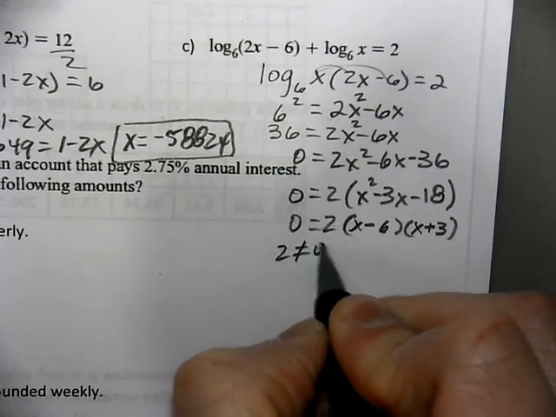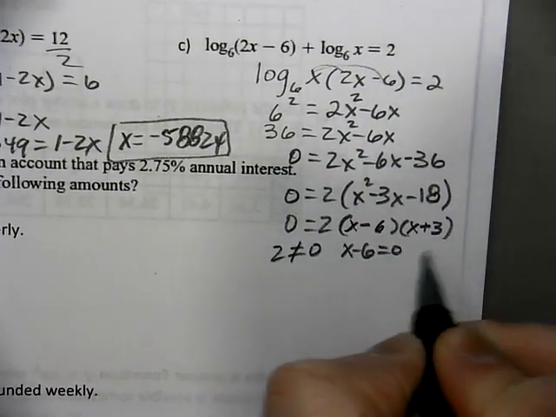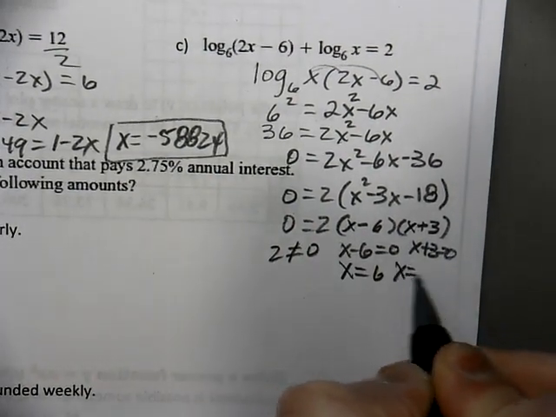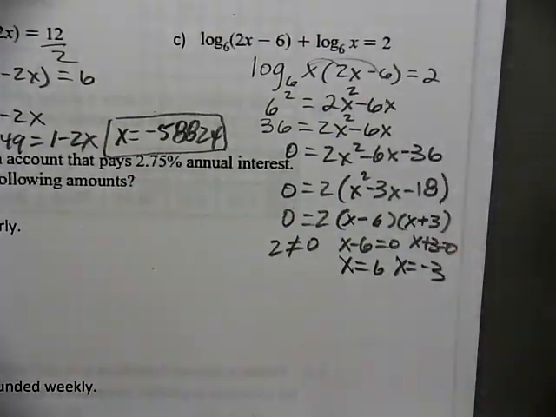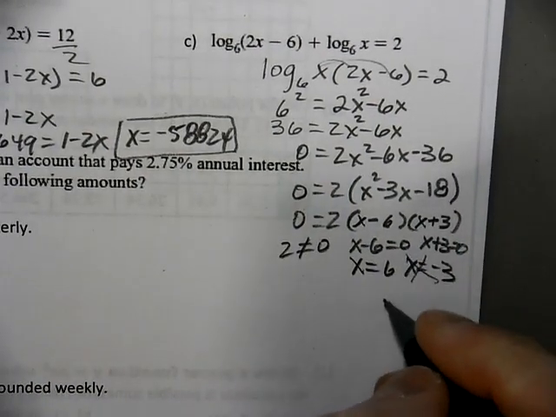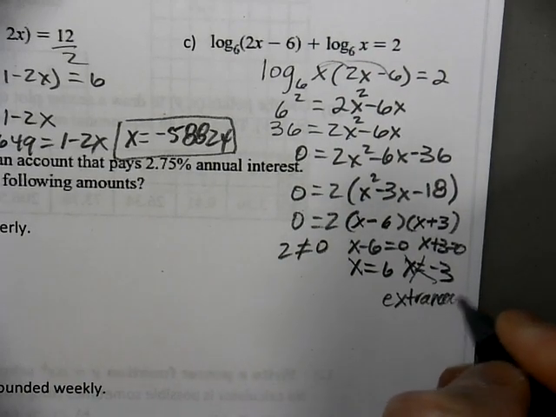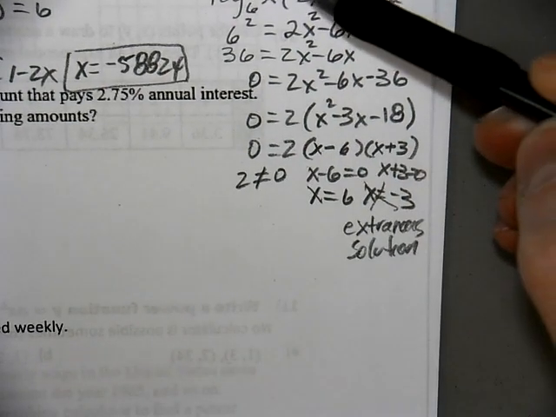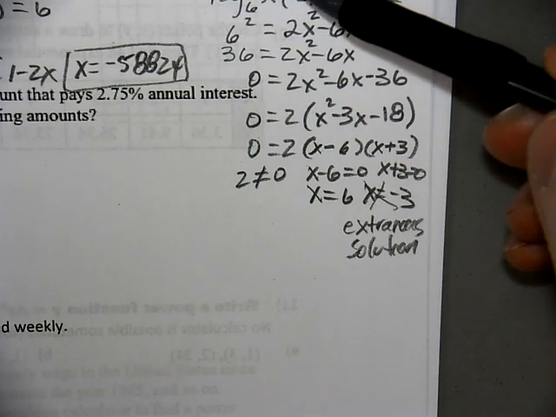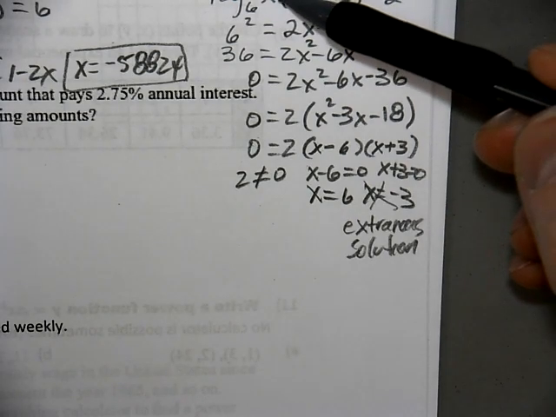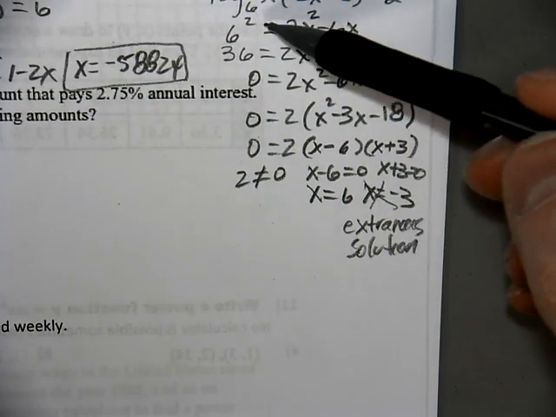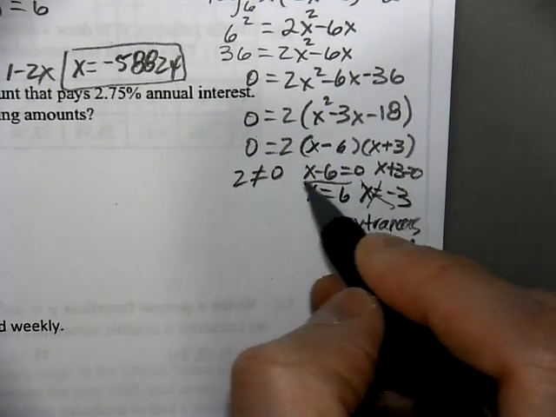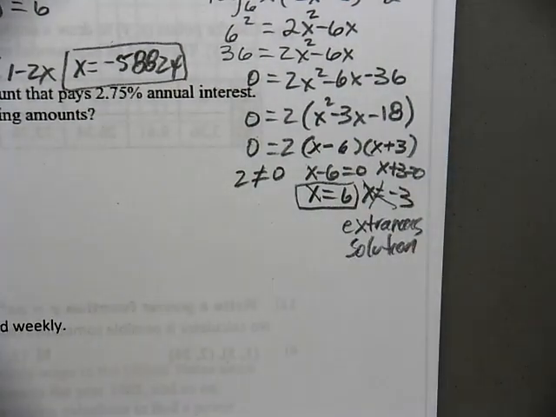So 2 doesn't equal 0. X minus 6 might equal 0. X plus 3 might equal 0. So x is going to be 6, or x might be negative 3. Think about if you plugged in your negative 3. That becomes an extraneous solution, because when you try to do 6 to what power equals negative 3, there is no power that you can give to the 6 to make it be a negative 3. So that's why that's extraneous. Our only correct answer is 6.